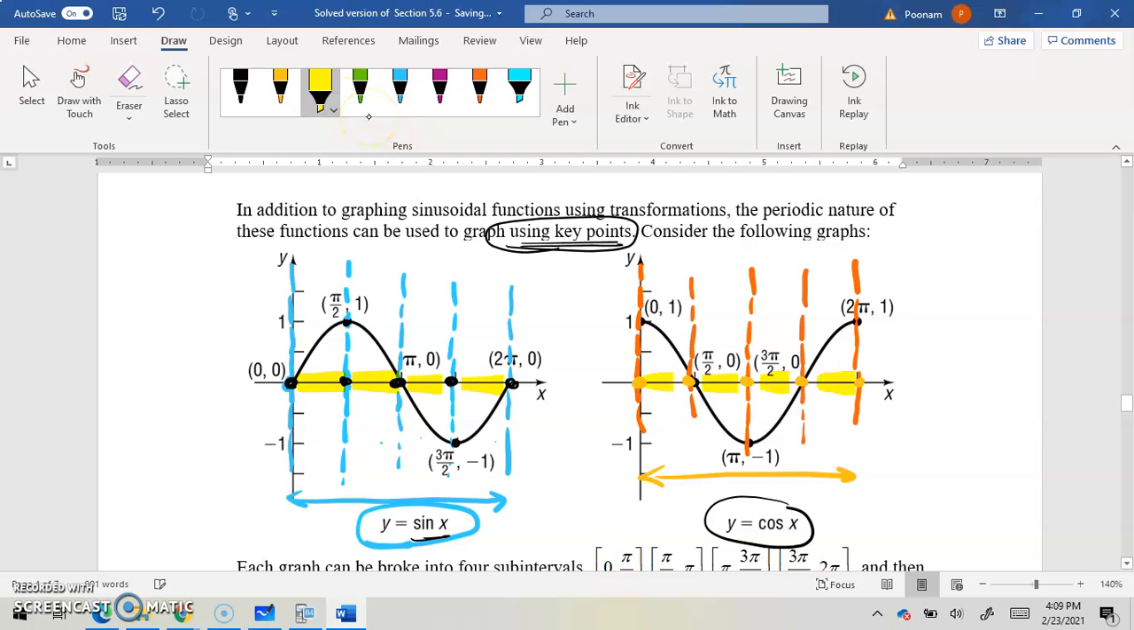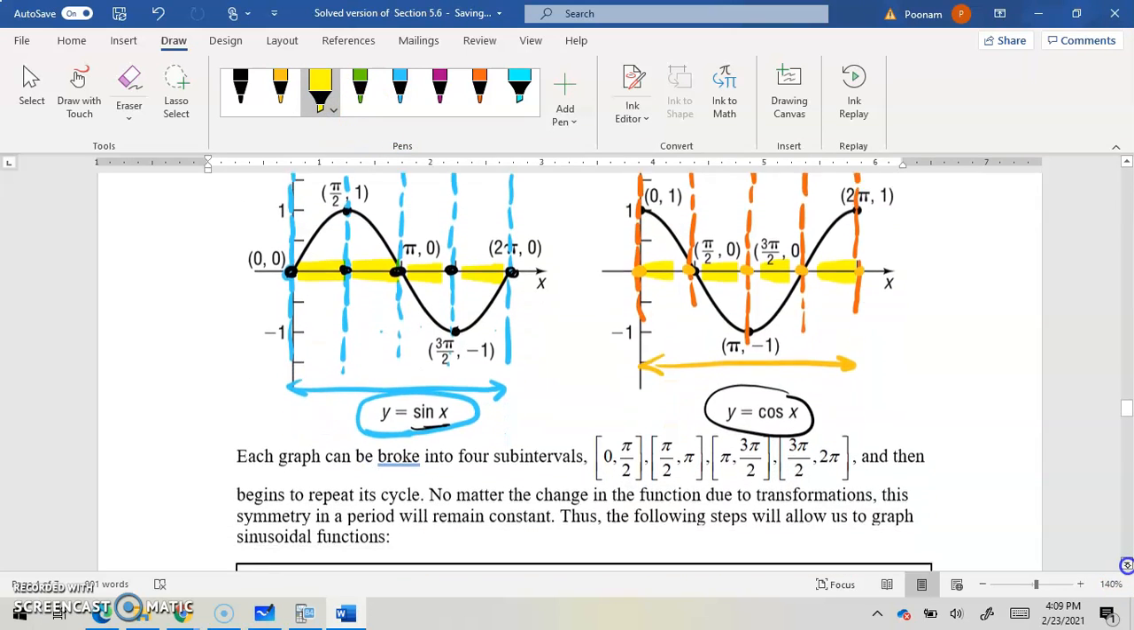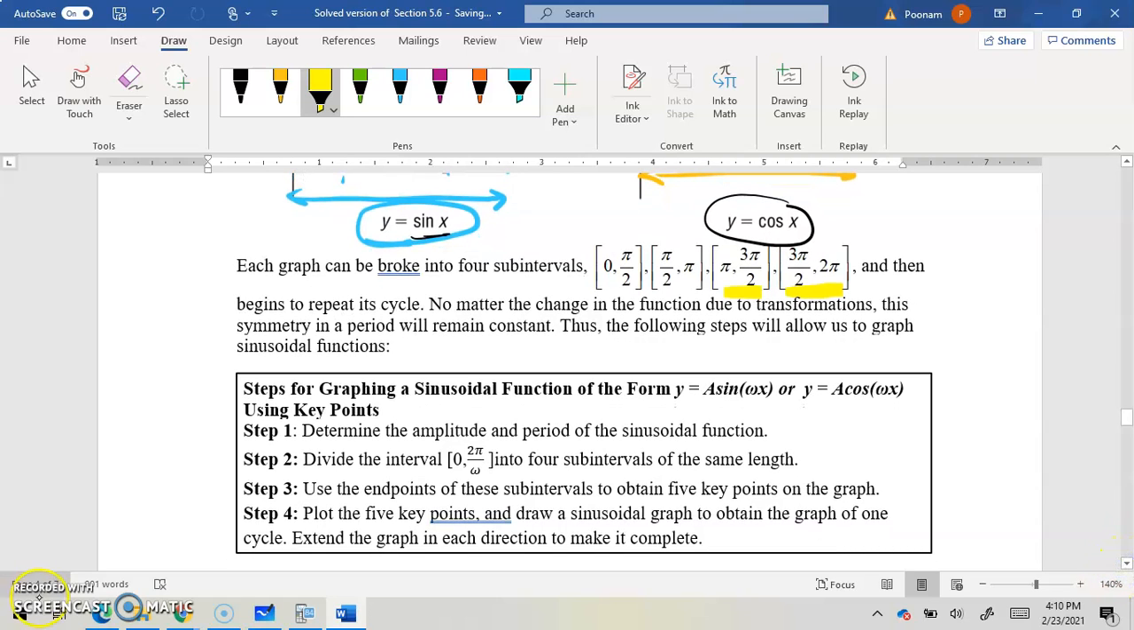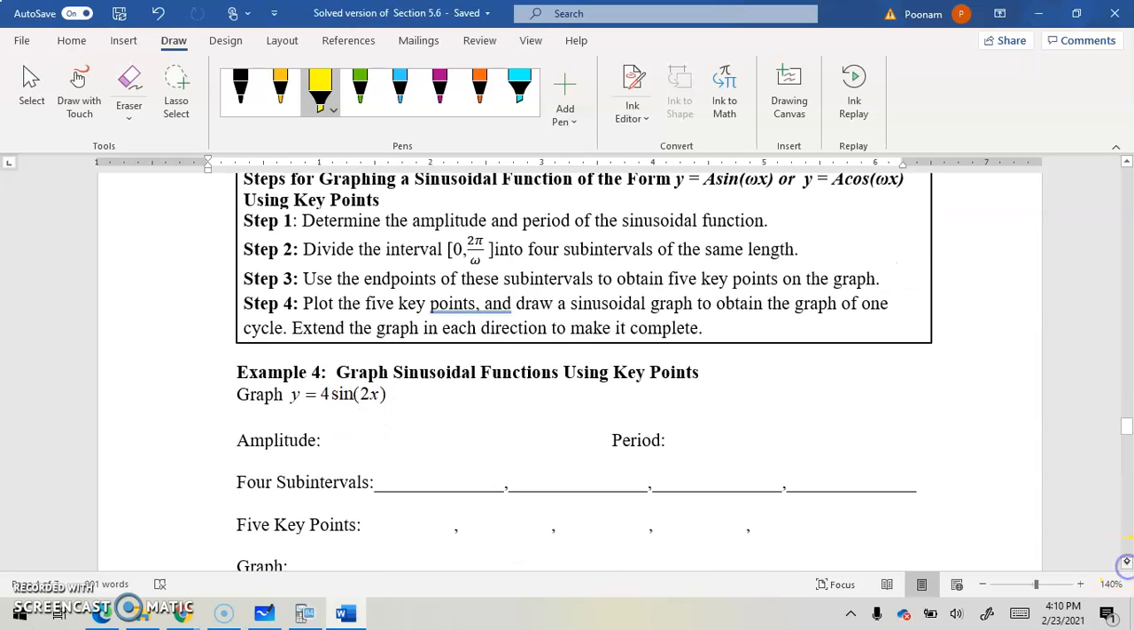Okay, so we can use this idea to plot our graph. Each graph can be broken into 4 subintervals: 0 to pi by 2, pi by 2 to pi, pi to 3 pi by 2, and 3 pi by 2 to 2 pi. So let's use this strategy to draw our graphs. The first step is to determine the amplitude and the period of the sinusoidal function. Let's use this example and learn using those steps.